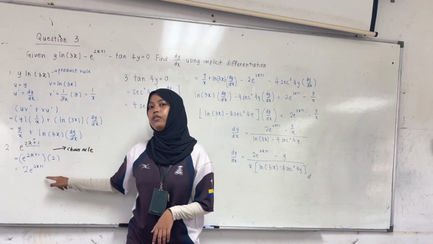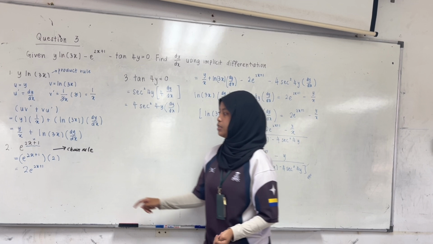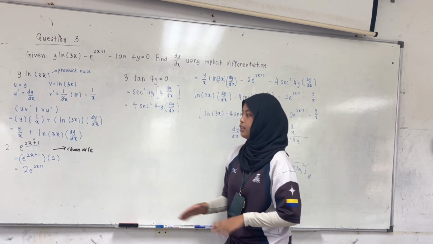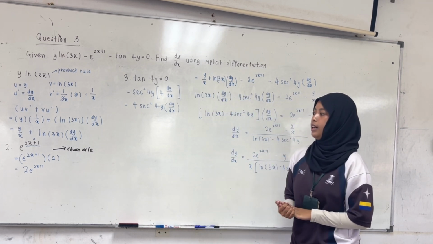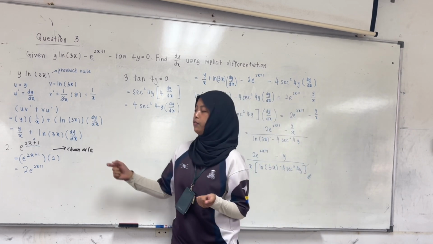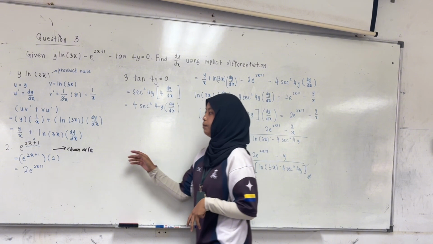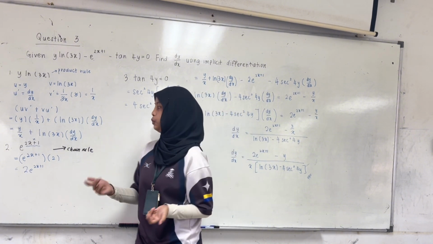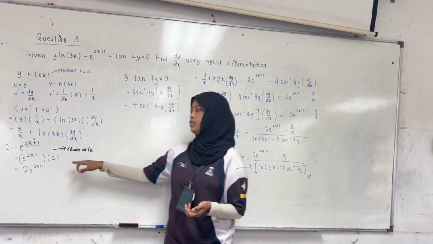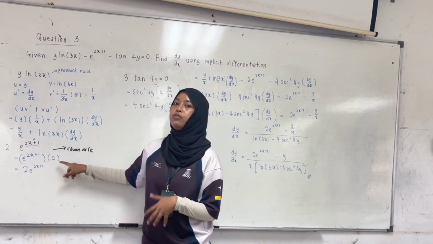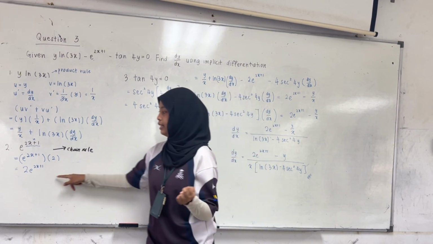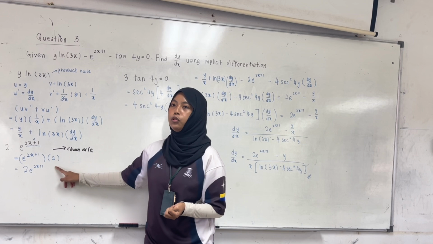Okay, so we have our second equation, which is e to the power of 2x plus 1. As you can see, here I use the chain rule because we have u as the power. So when we use the chain rule, we need to know what our u is. So you can just differentiate these two, and you can get 2 e to the power of 2x plus 1.